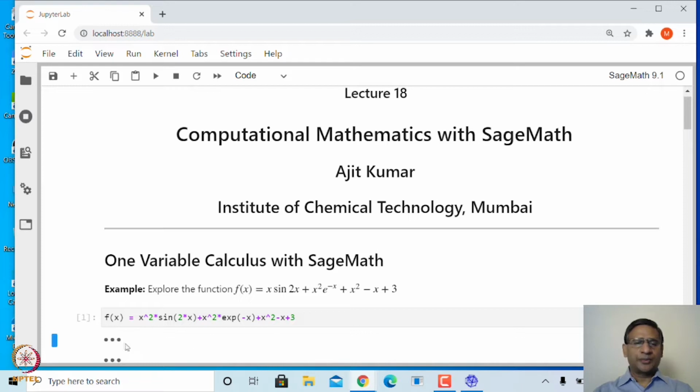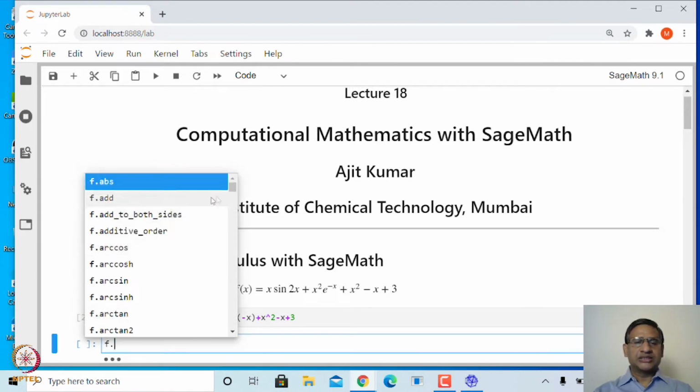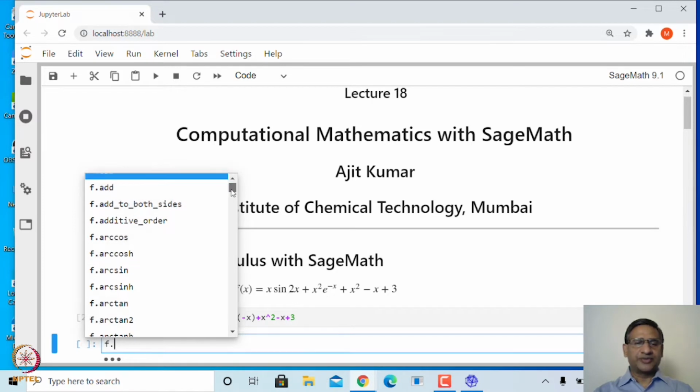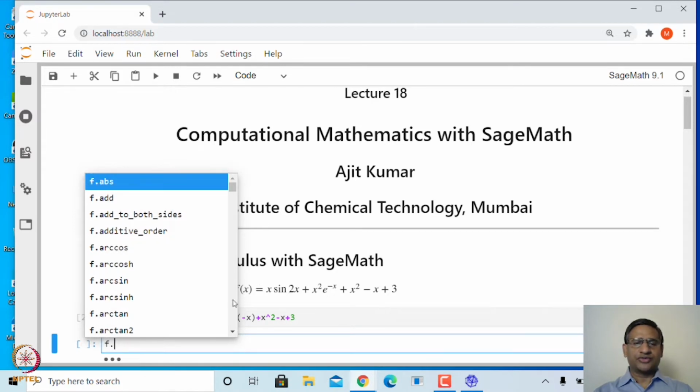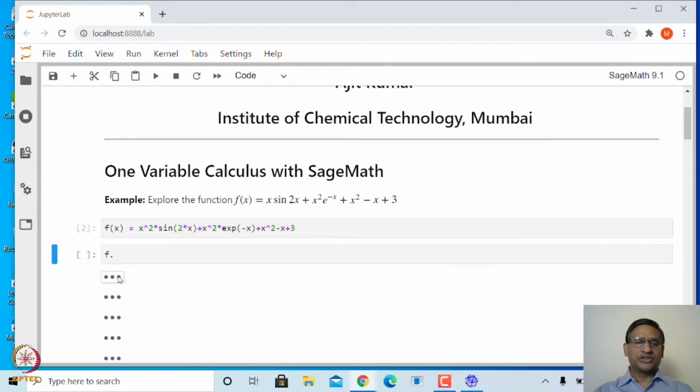Now, you can type f dot and then tab. When you do this, you will see some of the standard concepts in calculus. For example, the first concept that you generally come across is the limit of a function. So, there is an inbuilt function to find the limit of a function, there is an inbuilt function to find the derivative of a function, similarly the integral of a function.